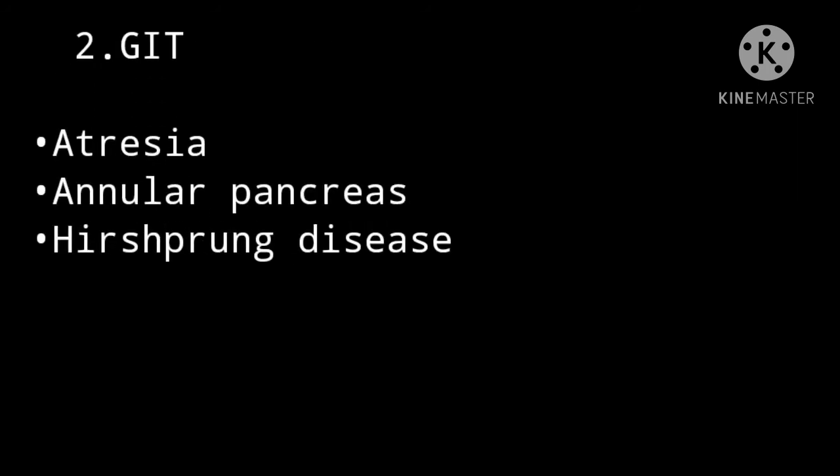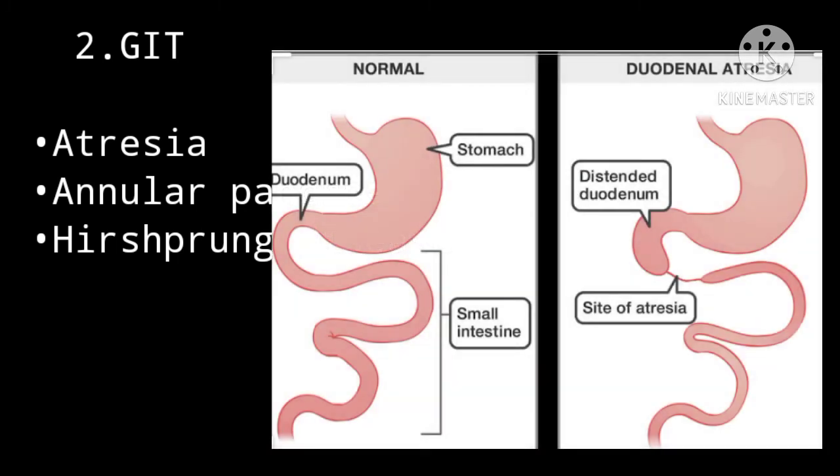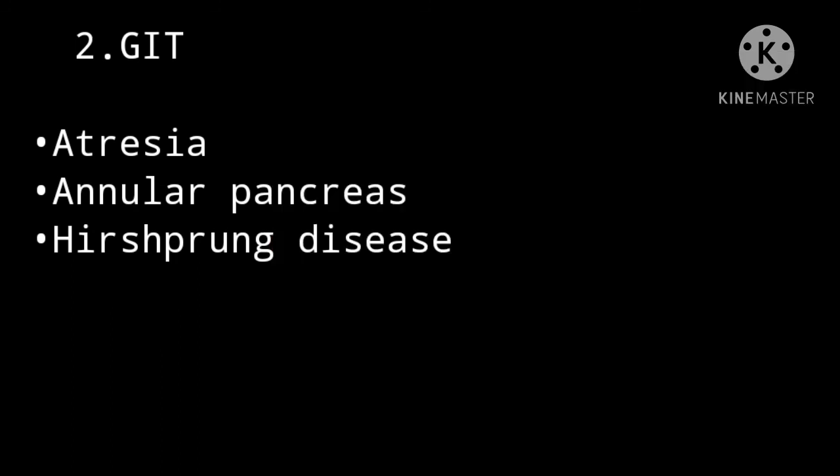The second thing we are going to study is the defects that are because of malformations in the GIT. The first one is duodenal atresia, which is the most common GIT malformation. As we see in this image, there is a blind sac above that leads to a distended duodenum and a distended abdomen, and here we see a site of atresia between the duodenum and the next part of the duodenum. The other features are the annular pancreas and Hirschsprung's disease.